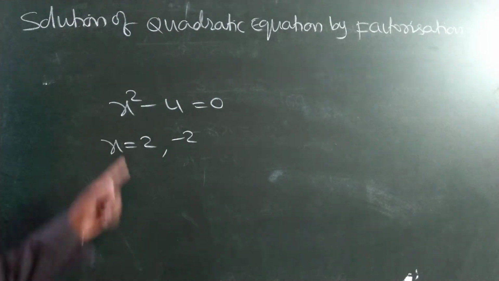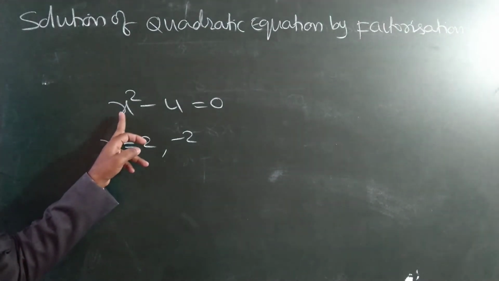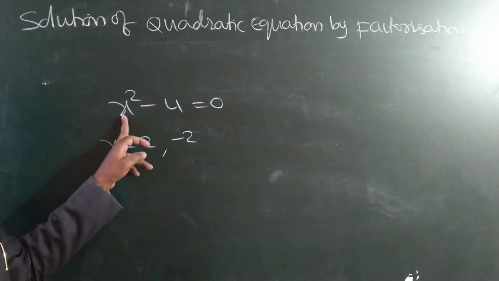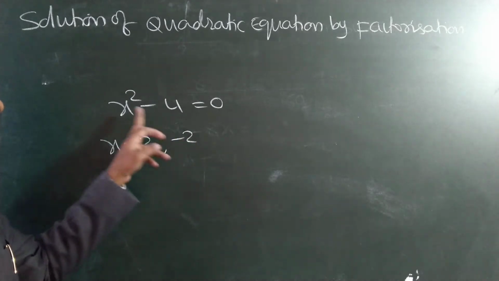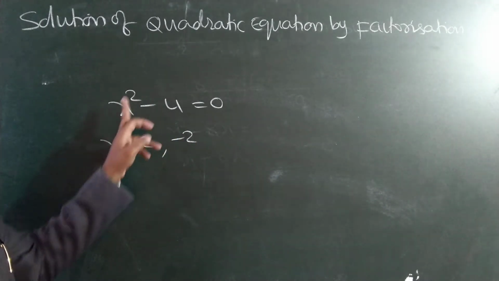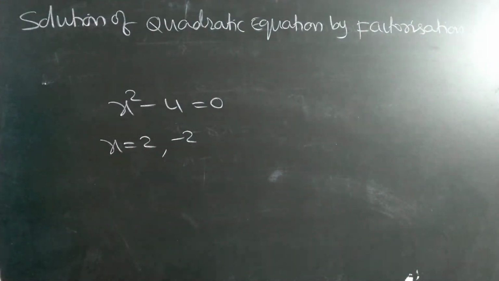So what should be x value? x is not 1 because 1 square is 1, minus 4 is not 0. x should be 2. 2 square is 4, 4 minus 4 is 0. x may be minus 2 also. Minus 2 whole square is 4, 4 minus 4 is 0. Like that, we are getting 2 answers for x.